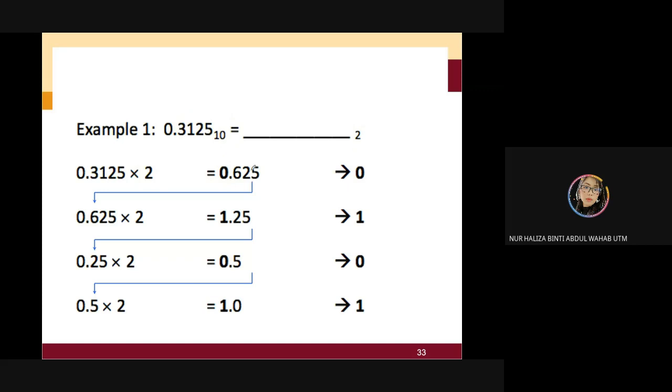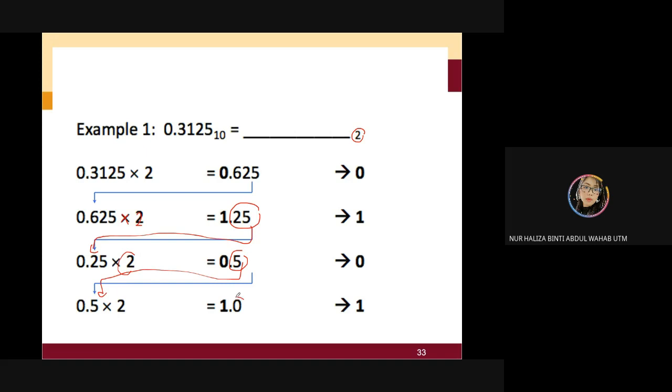So you will only bring down the 0.625, and you will do the repetition with multiplication using the same base, and you will get the answer. Again, you will take only this part, and you will repeat again, and take only this part, and repeat again.